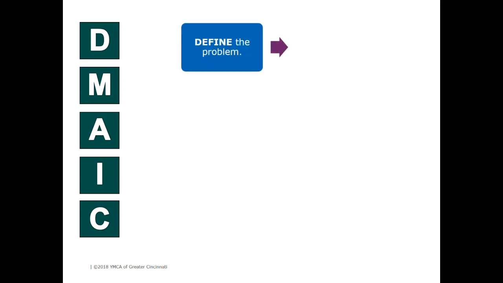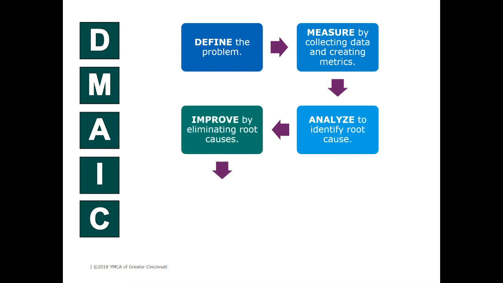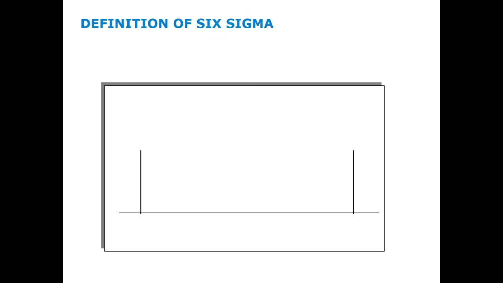The Six Sigma approach to solving problems is known as DMAIC, or "dee-may-ick." Note that DMAIC stands for Define, Measure, Analyze, Improve, and Control. We will learn more about these 5 steps in just a moment. Let's start by talking about where the name Six Sigma comes from.